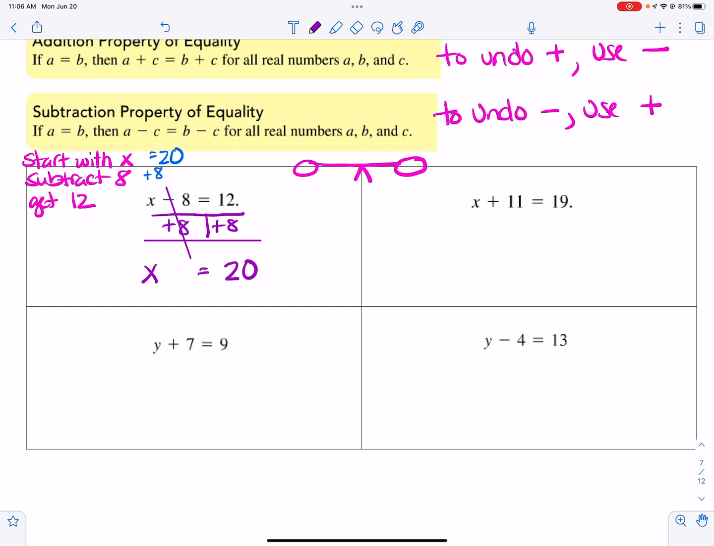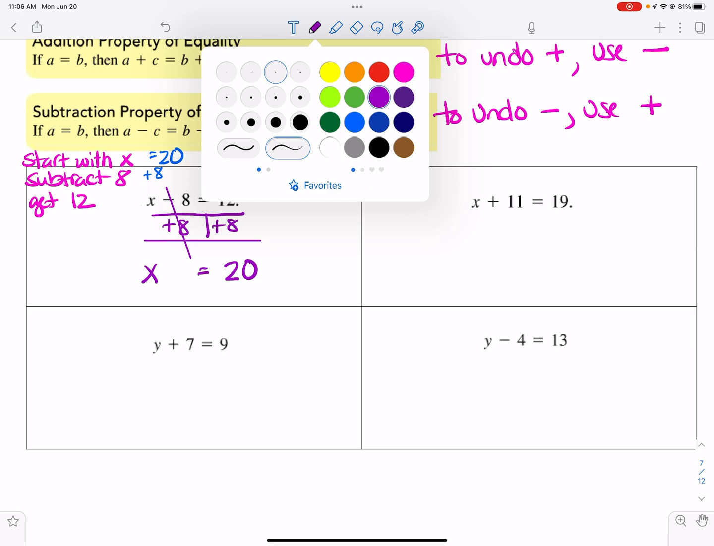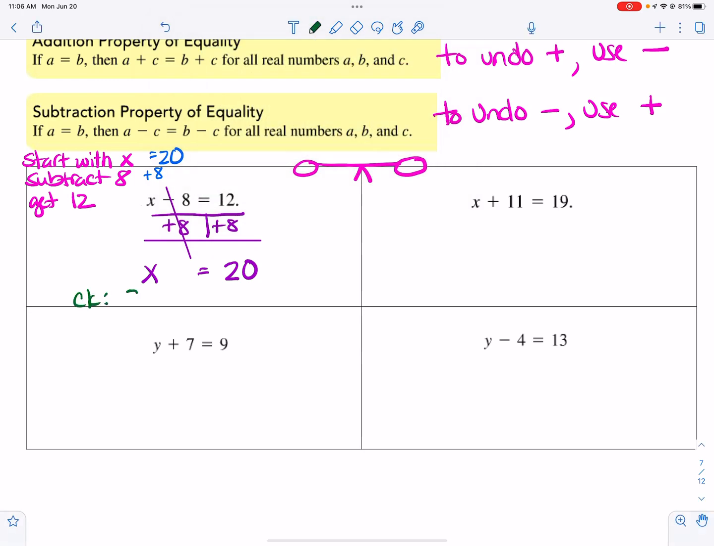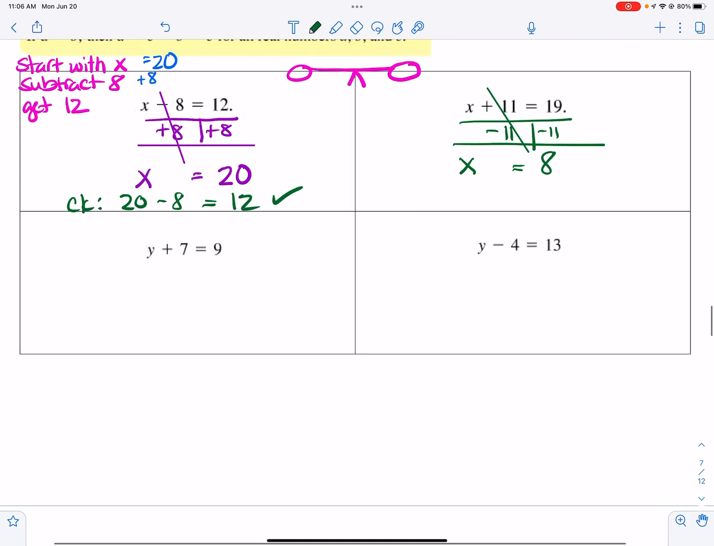And then I can always check it. You don't have to do a physical or written-out check. 20 minus 8 does equal 12. You can just do it mentally in your head or punch it in on your calculator. Okay, so the next three are very similar. I cover up my x. I see what's happening is I have a plus 11. So to undo it, I am going to subtract 11. And 11 minus 11 is 0. And 19 minus 11 is 8. And if I check, 8 plus 11 does equal 19.